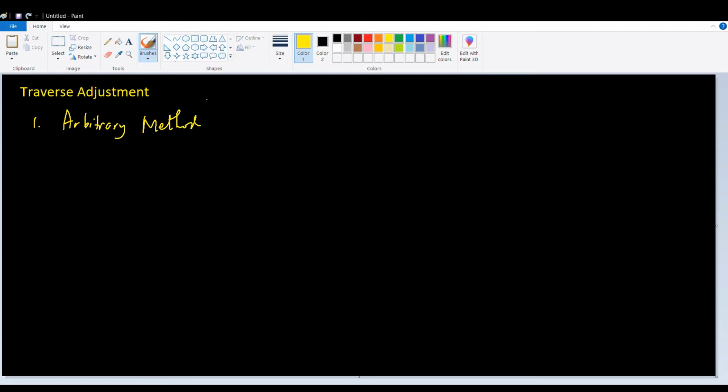So in the arbitrary method, this method of adjustment is employed wherein the latitudes and the departures are adjusted in a discretionary manner according to the surveyor's assessment of the conditions surrounding the survey. So in here, there is no specific rule or formula. The adjustment will be based on the surveyor's own estimation and personal judgment.